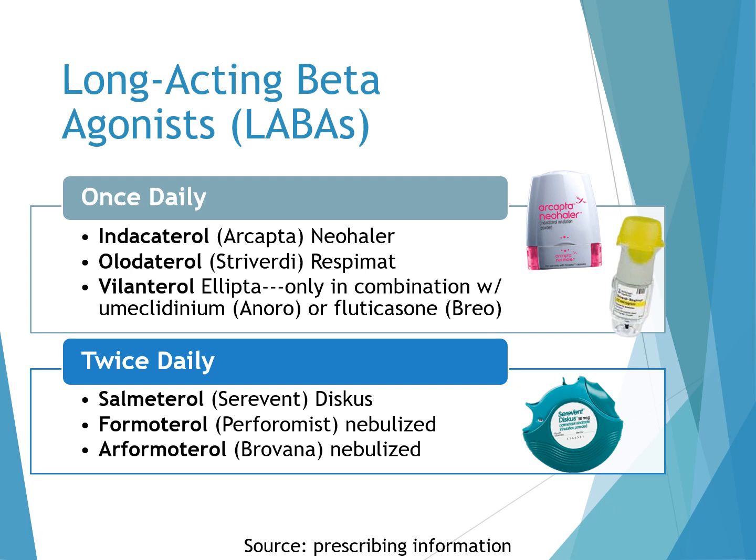Compared to SABA inhalers like albuterol, which usually wear off within 4 to 6 hours, these can last 12 to 24 hours. Similar to LAMAs, the dosing is based off of how long they last. Once daily inhalers include indacaterol or Arcapta Neohaler, olodaterol or Striverdi Respimat, and vilanterol Ellipta, which is only in combination with umeclidinium as Anoro or fluticasone as Breo. And then twice daily inhalers include salmeterol or the Serevent Diskus, formoterol or Perforomist nebulizer, and arformoterol or Brovana nebulizer.